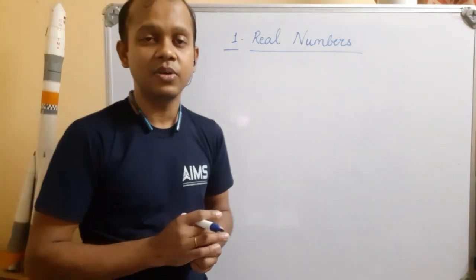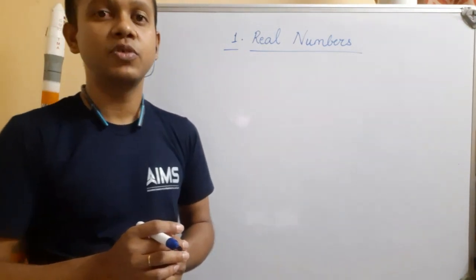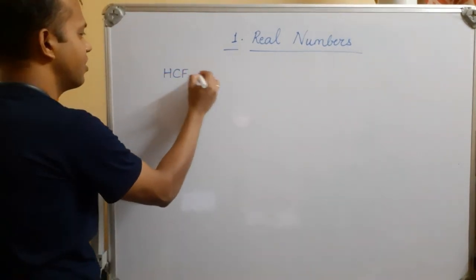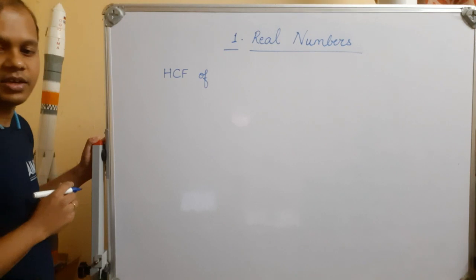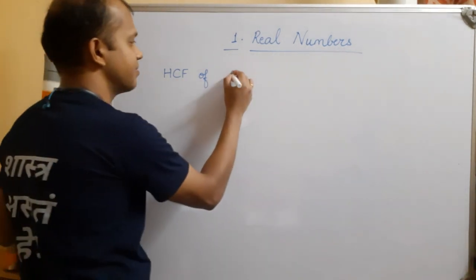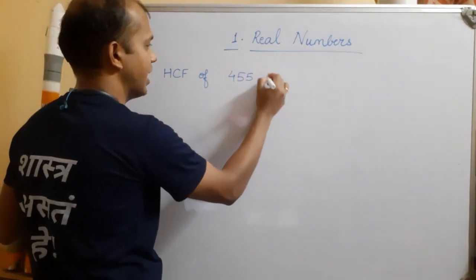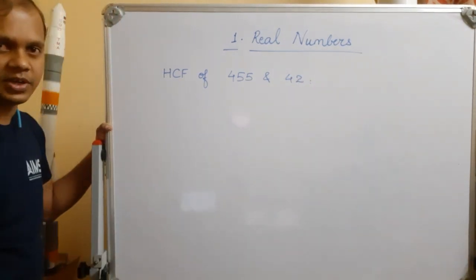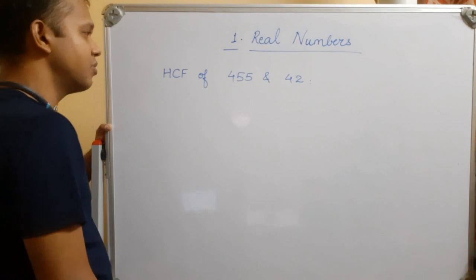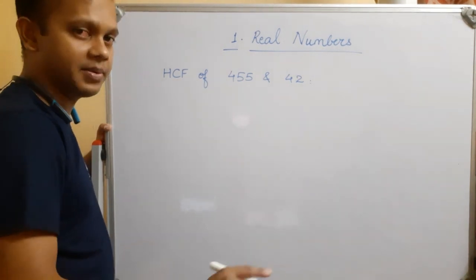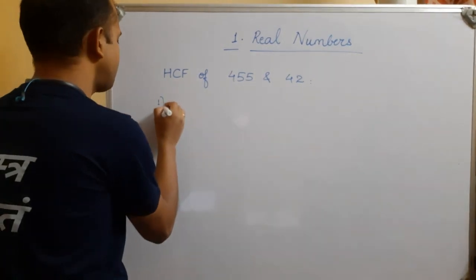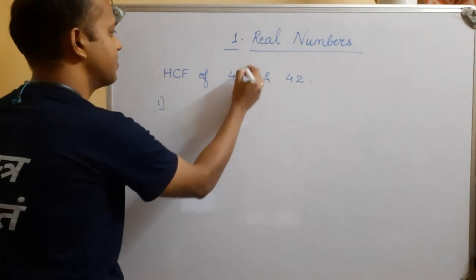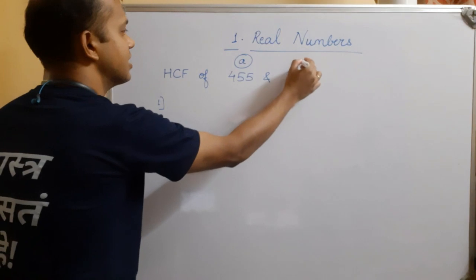I want to find out the HCF of two numbers. HCF of, let's say, 455 and 42. This is what I need to find. So what we do, we will use Euclid's division lemma. See, step 1. How can we do this? Let us first call this A and call this B.